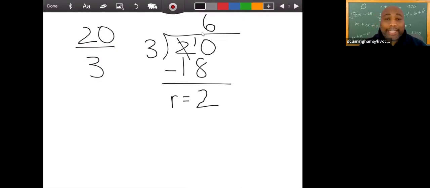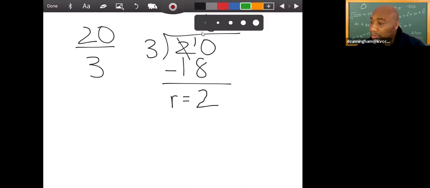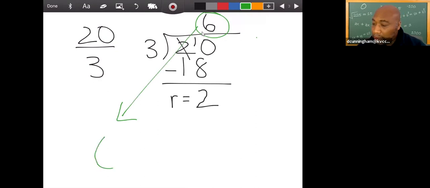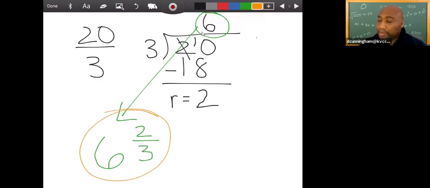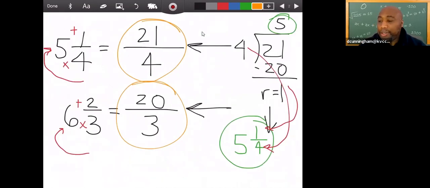So how do I write this as a mixed number? This is what we do. We use our 6. So it'll be 6, and then our remainder part would be 2 over our divisor 3. And so that is 6 2/3. That's what that's equal to as a mixed number. Now let's go back to our previous page, and that's what we had before, 6 2/3.